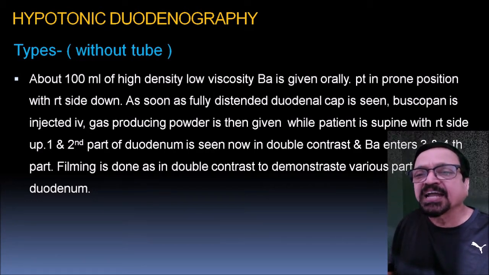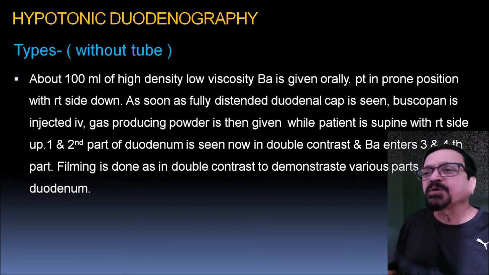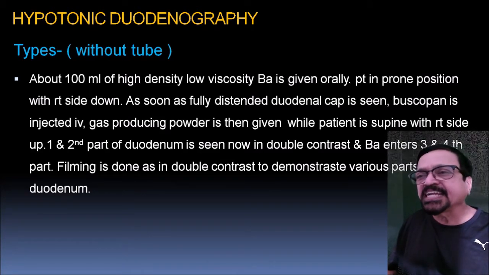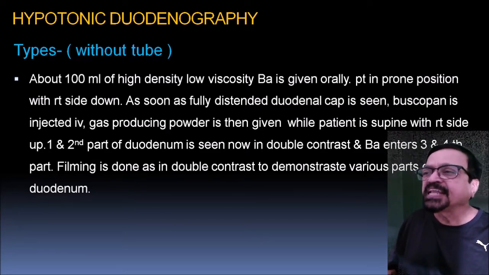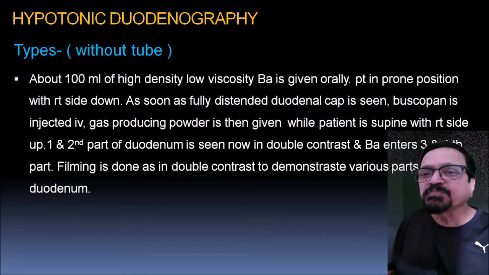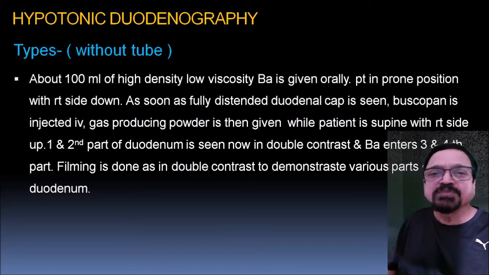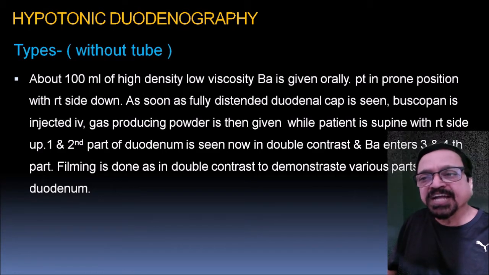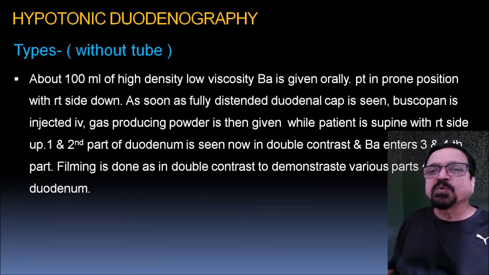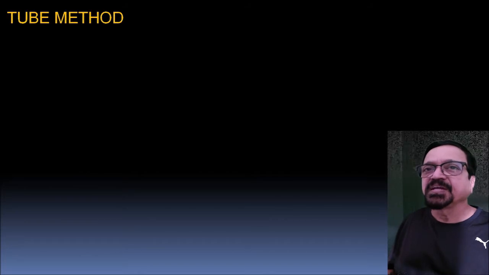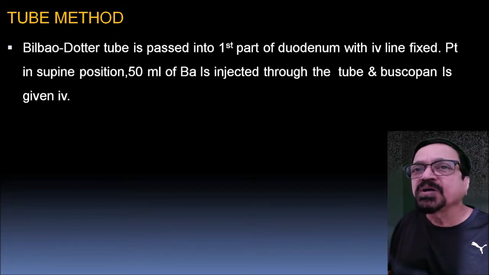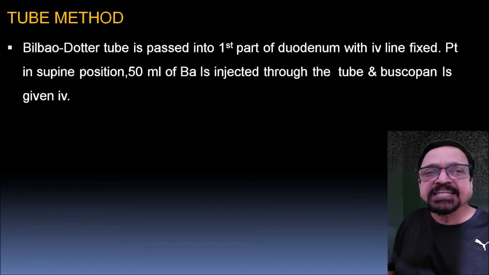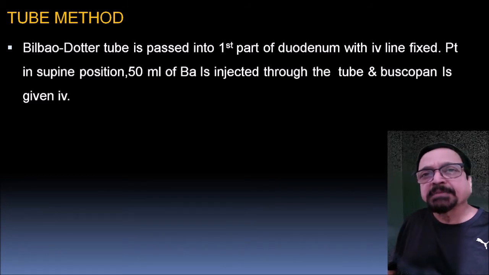Along with it we have to give gas producing powders, to first coat and then distend, so that we will see each and every detail including the folds of the first and second parts of the duodenum. Then barium enters the third and fourth parts subsequently, but before that we have to complete filming of the first and second parts, otherwise there will be overlapping. This is as far as barium given by mouth.